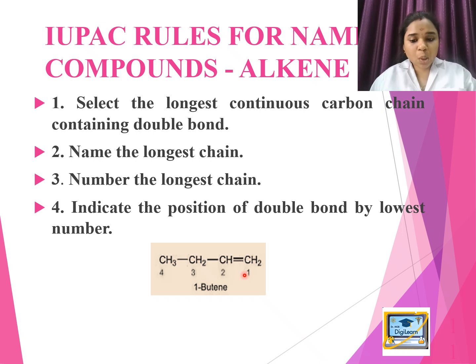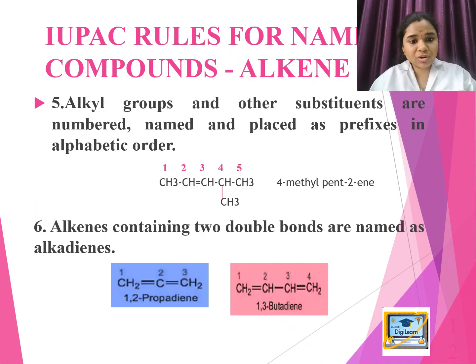The double bond should get the lowest number. So I should start my numbering from here. So 1, 2, 3, 4. So the double bond gets the lowest number as 1. So butene. In first position, the ene is present. So 1-butene. Moving into the next rule.